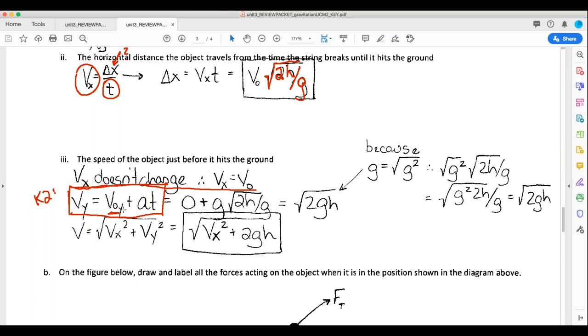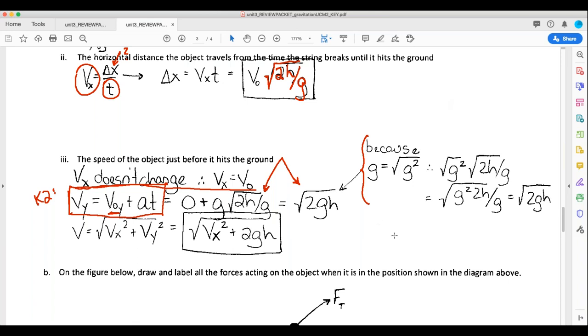Notice that v initial in the y direction is zero, so it just kind of goes away. And this all reduces to root 2gh. It's a little obnoxious. So, if you could get here, but not here, that's okay. I think that's acceptable if you just left it as g times root 2h over g. This is just kind of advanced algebra in order to simplify that down to root 2gh.